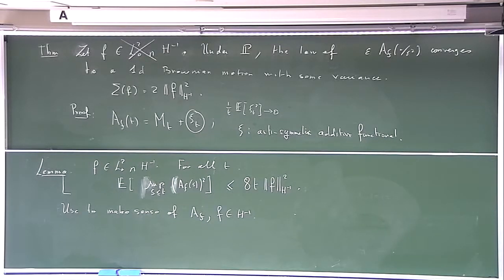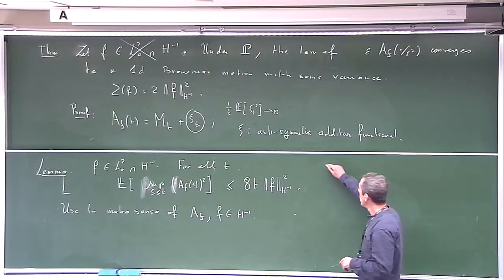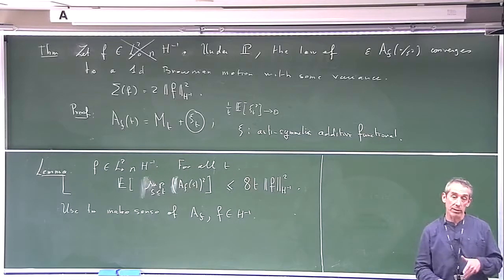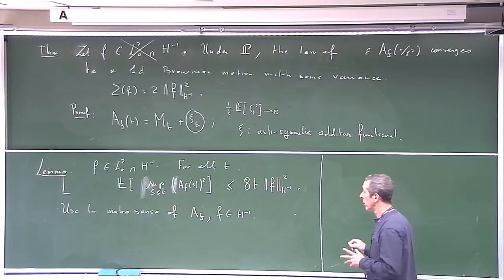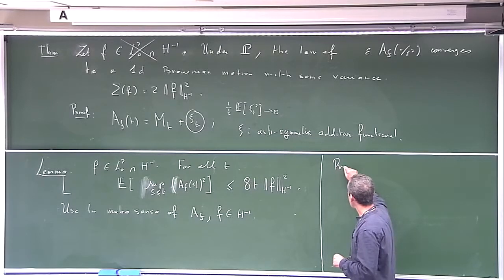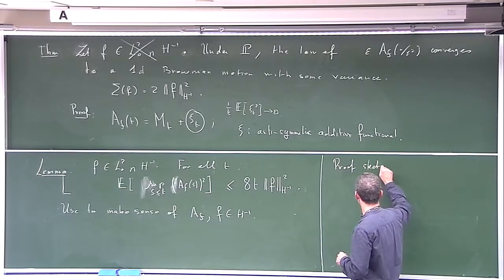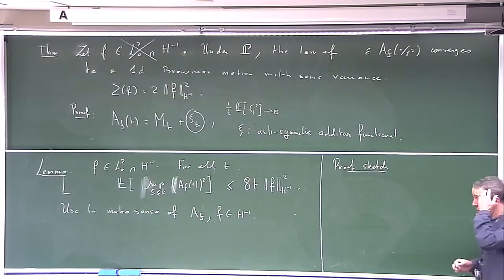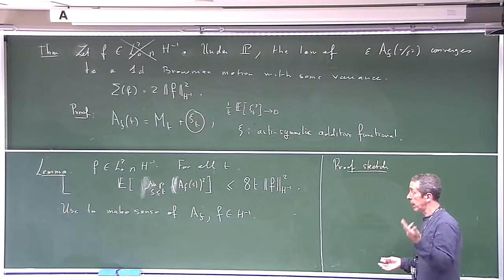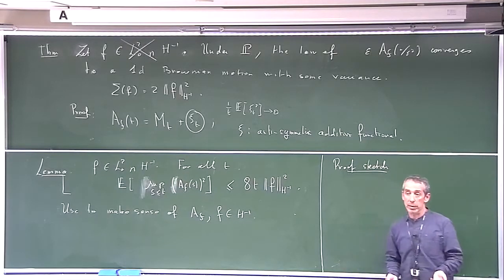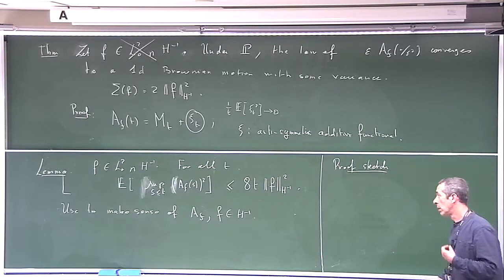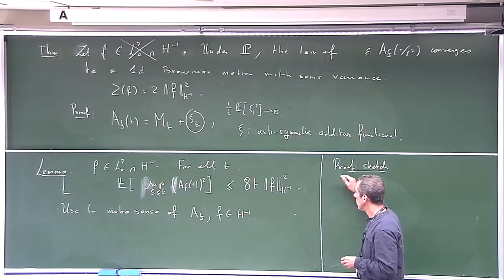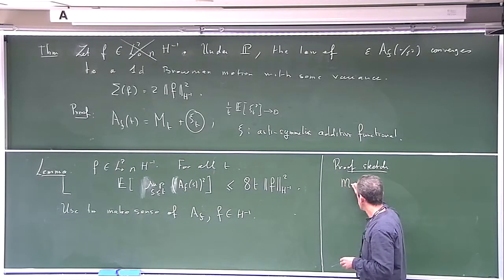Okay, so let me just make one remark on the proof. I'm going to sketch the proof. There are different proofs, and I'm going to sketch the proof very quickly, because one way to prove that is to use a martingale argument using forward and backward martingales. So the key of the proof, so to speak, is to find a martingale M_t.